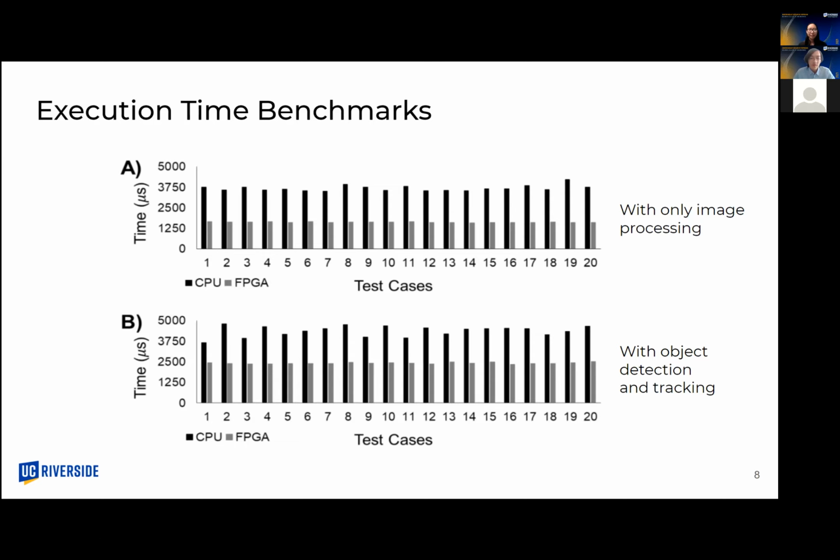A faster runtime also means that we can have a higher throughput, which means we can synthesize more DNA in less time. So following these results, we do all of our image processing on the FPGA, and we plan to move the detection and tracking algorithms also onto the FPGA.